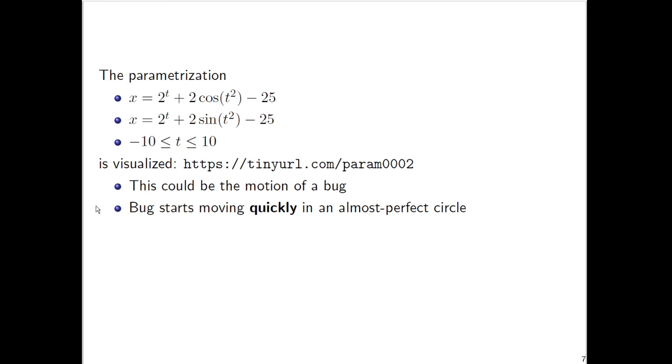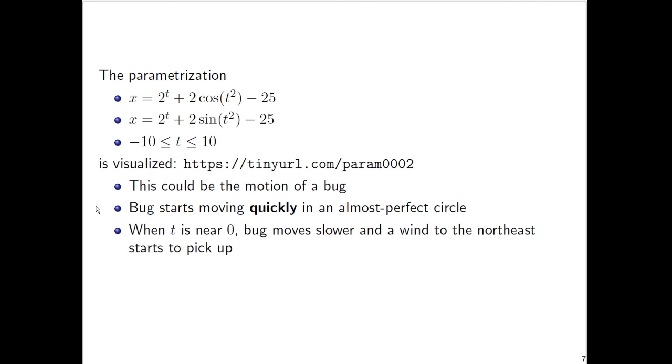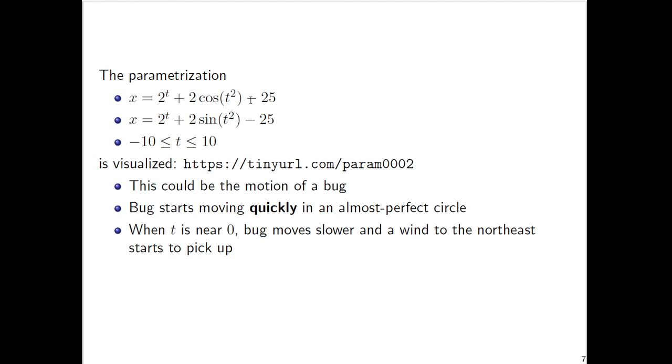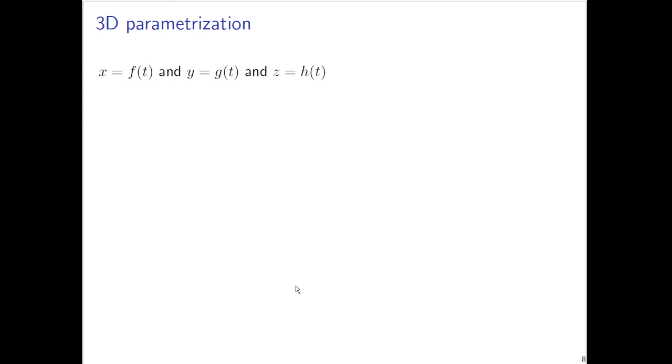A bug starts moving quickly at first in what almost appears to be a perfect circle, though it's not quite a perfect circle. And in this example, when t is near 0, the bug moves slower, and then a wind to the northeast, let's say, starts to pick up. So we'll go back and look. Let's observe right around when t is negative 7, negative 6, negative 5. Let's look when t is around 0, like right around now. Yeah, the movement's kind of slow. And that's all just built into how the formulas for x and y look.